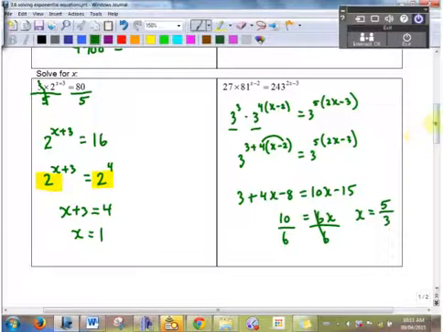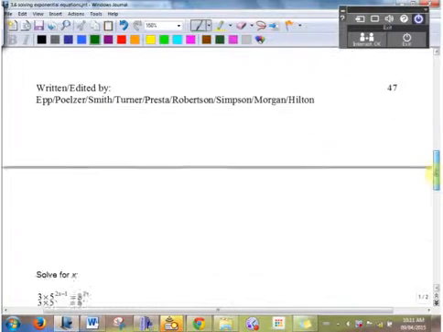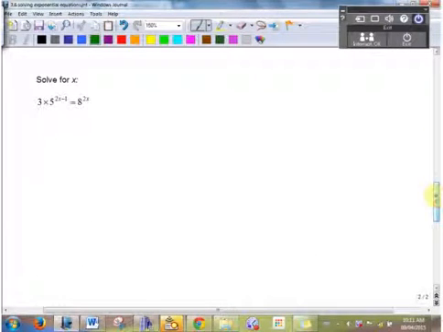Just got one more. Solve this puppy for x. Can I divide both sides by 3? Is that going to help me? Nope, no can do. Is there some exponent I'm going to use? 8 is 2 to the 3rd power, but that's not going to help me with a 5 or a 3, is it? No. So I can't use exponents here.